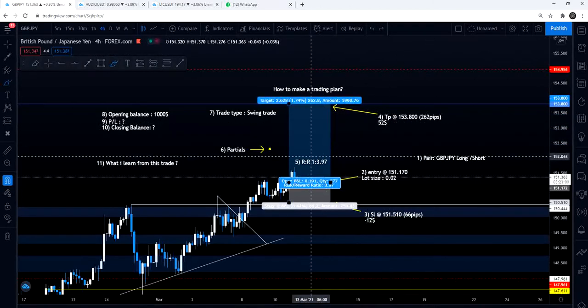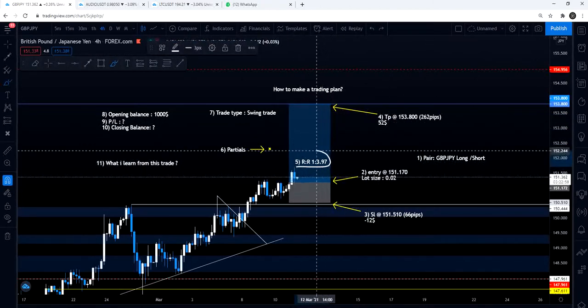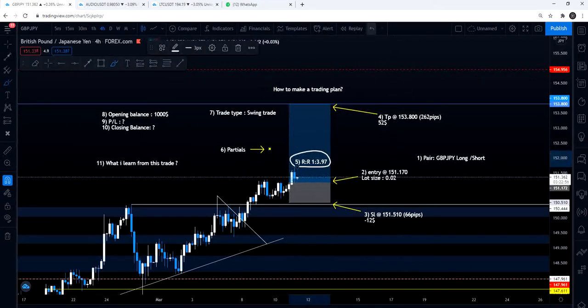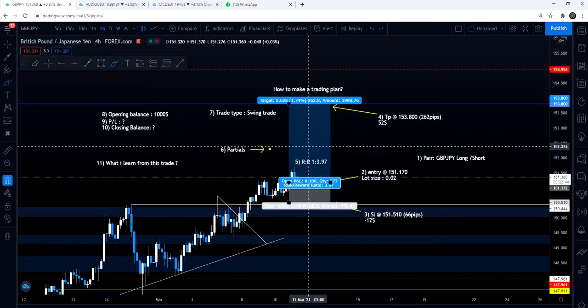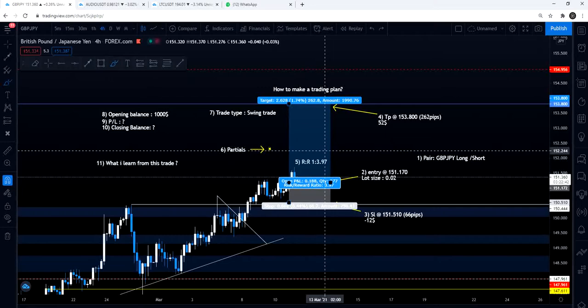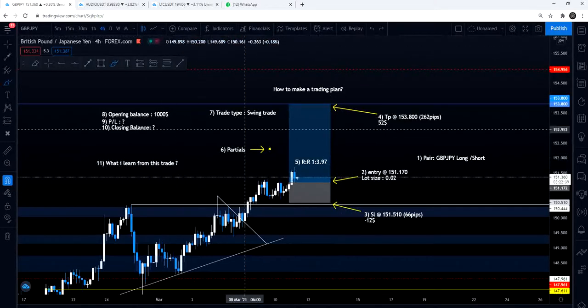After this, we have to mention the fifth point as RR. What is your RR according to your risk management? So here you can see that my RR or risk reward is 1:3.97. That means 1% is a risk and 3.90% will be my reward.